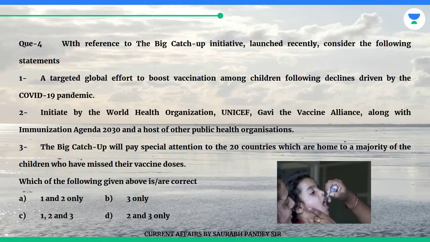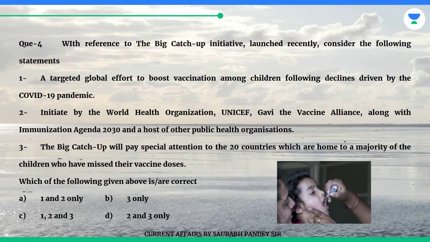Question 4. With reference to the Big Catch-up initiative, launched recently, consider the following statements. 1. A targeted global effort to boost vaccination among children following declines driven by the COVID-19 pandemic. 2.